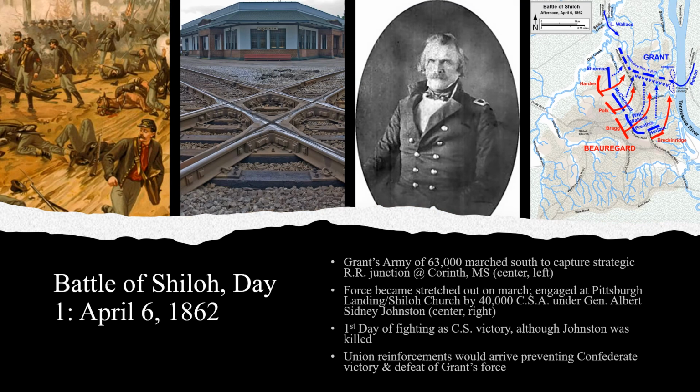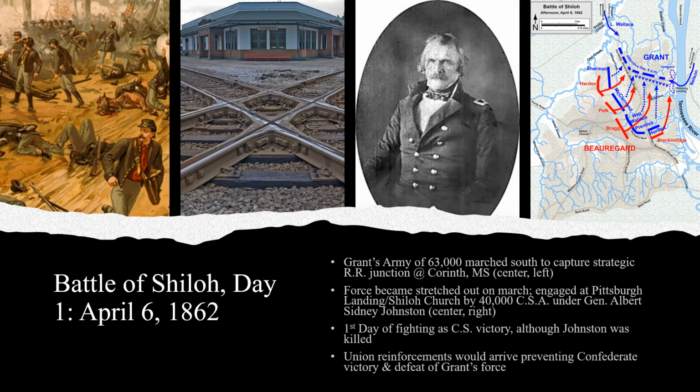As Grant's Union troops, the armies of the Tennessee and the Ohio, about 63,000 total, approached Corinth, they engaged Confederate forces at Pittsburgh Landing on the Tennessee River, near a small chapel called Shiloh, which is Hebrew for peace. Confederate forces, about 40,000, were commanded by Albert Sidney Johnston. On April 6th, a Sunday, Johnston's Confederates attacked the Union force, which had been invading from the north.